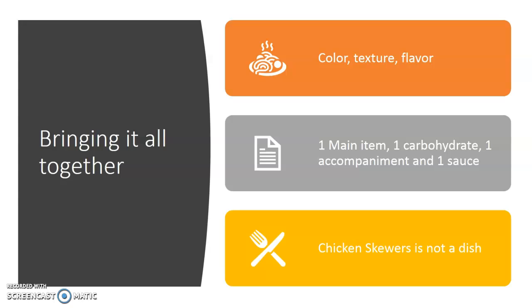Now, a common problem, and it happens every term, so I'm going to say it. Just saying chicken skewers, or a vanilla bavarois, or grilled steak is not a dish. To be a complete dish and to be described nicely as a complete dish, it must have all the components, and I must be able to understand it.